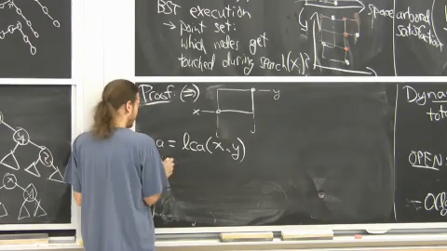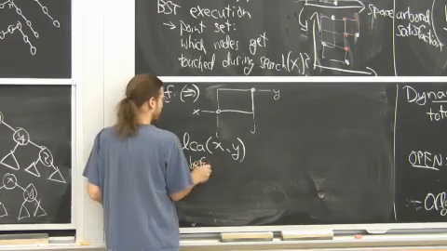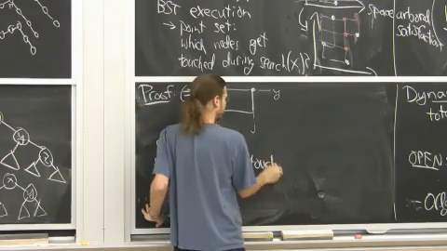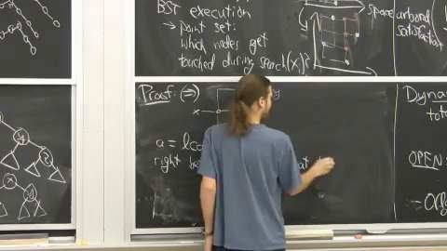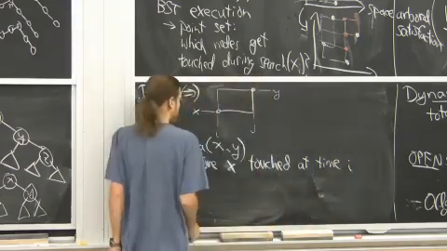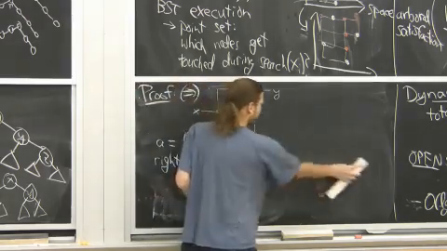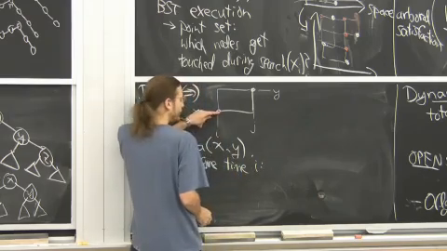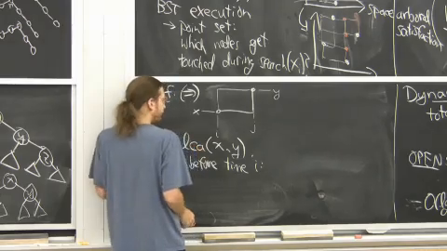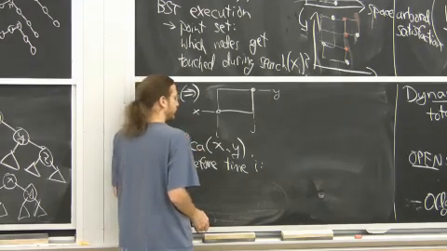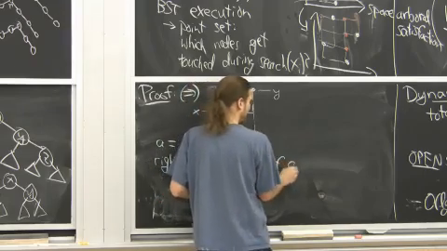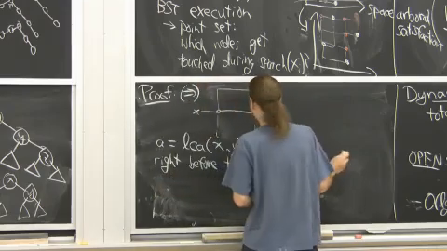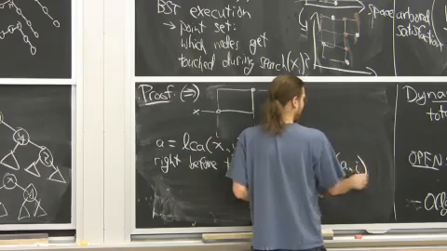Let's say right before x is touched at time i. Or I guess right before time i would be the proper phrasing. So we're at this moment. I want to know, does A equal x? If A does not equal x, then I'm going to use the point A, comma, i.